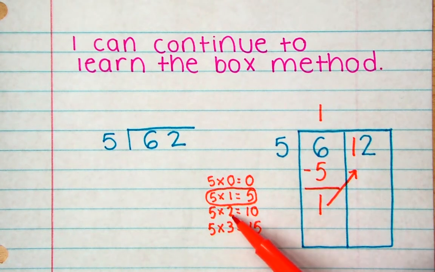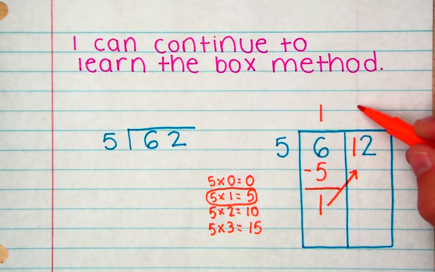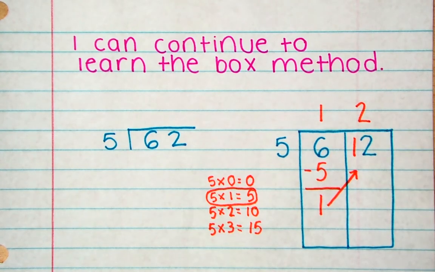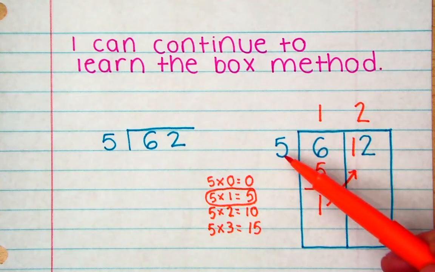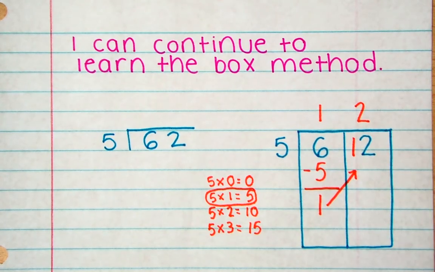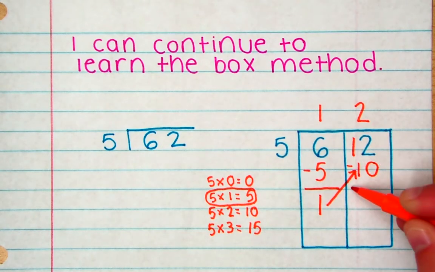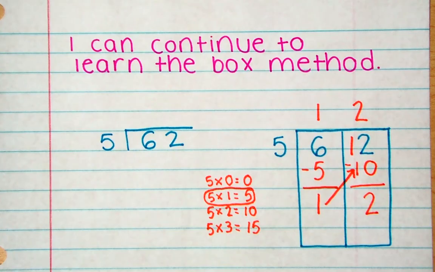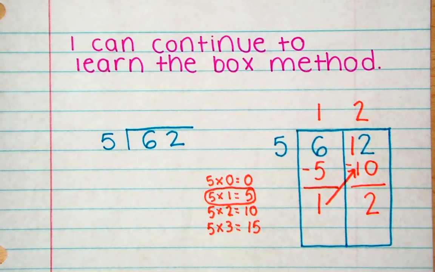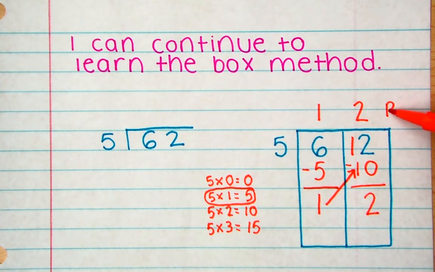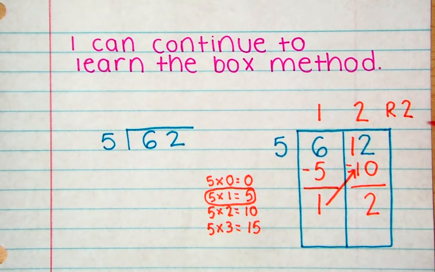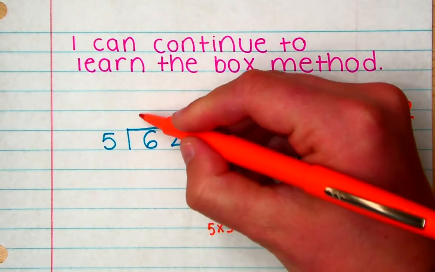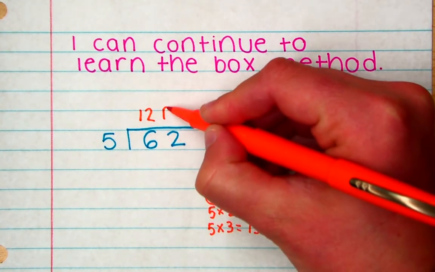15 is bigger than 12, so I can't put that right there. I have to settle for only 2 times. So I'm going to put 2 at the top there. And now my next step is to multiply 5 times 2, which is 10. And again, I need to subtract both of those. When I subtract, I get 2 left over. Now this is actually going to become my remainder because there's no other number over here. So that would be my remainder of 2, which would be my answer. So at the top of my problem, I could put 12, remainder 2.